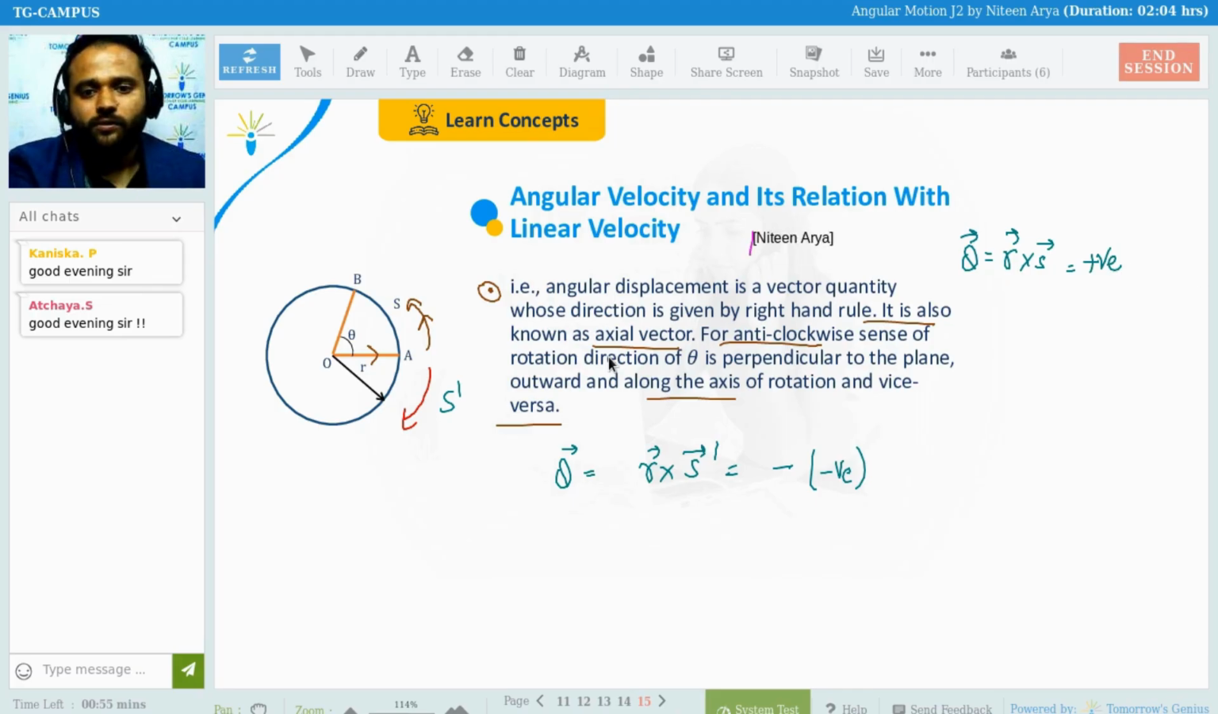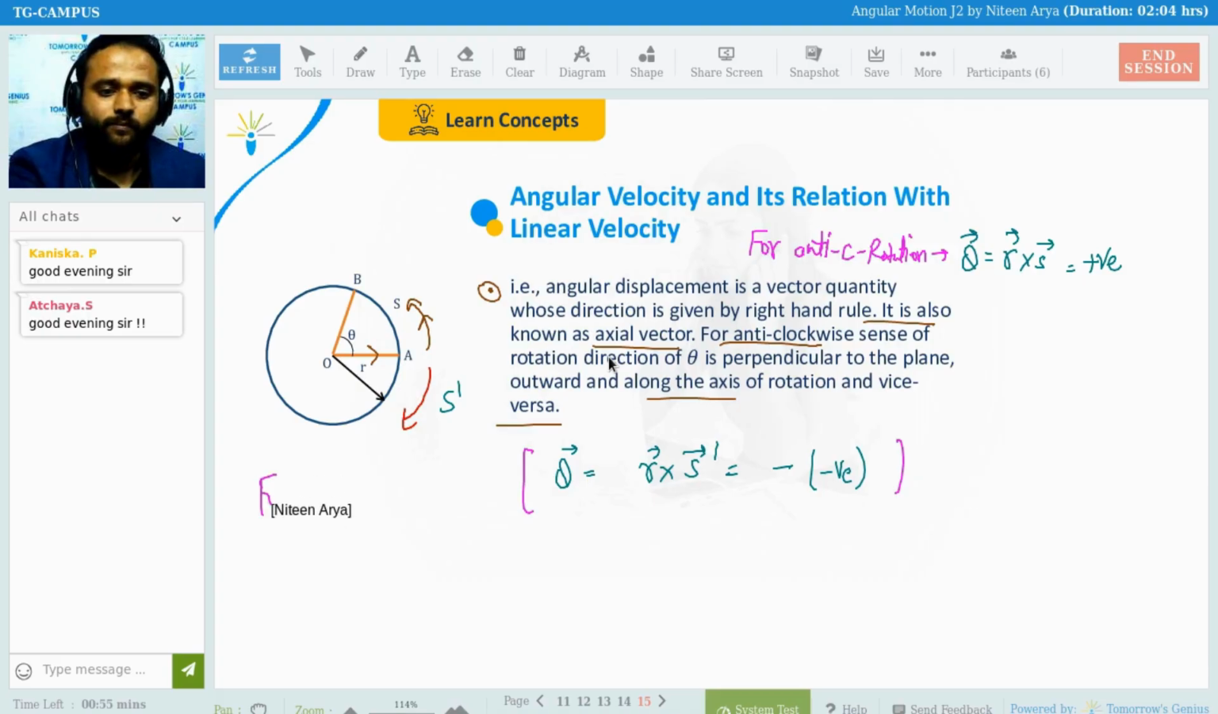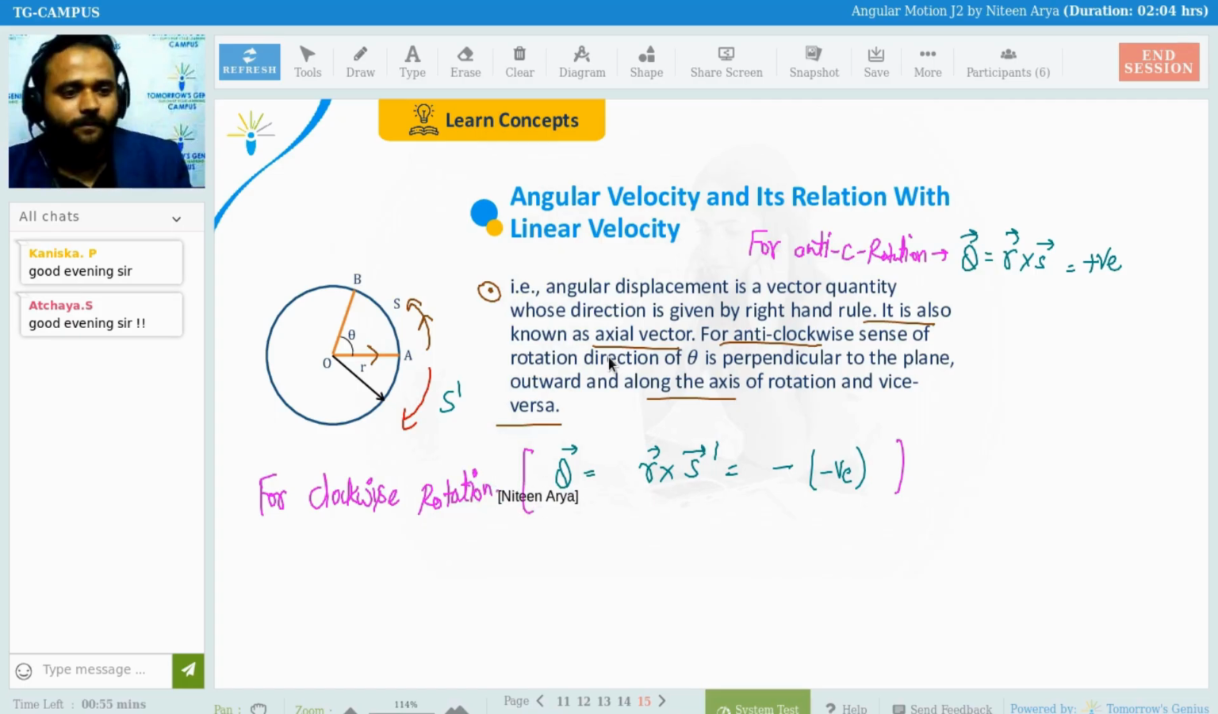So one thing you can note down: for anti-clockwise rotation, theta is positive, and that is for clockwise rotation it is negative. Clear, this thing? Why it is positive, why it is negative. Anything else I'm not saying, just learn this, and everything else you can find by yourself. Clear?